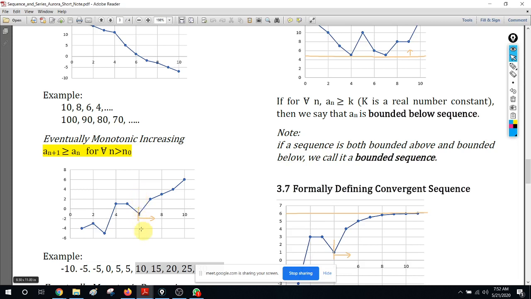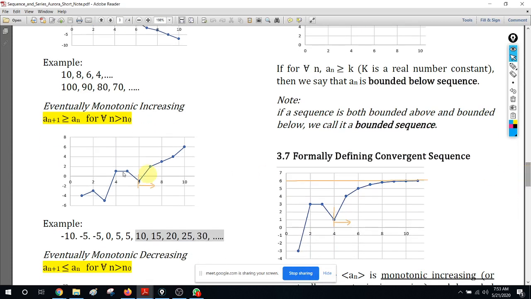So this is, after the 8th term, monotonic increasing. Therefore, this is not monotonic increasing, but eventually monotonic increasing. Of course, we can have a variation of this called eventually strictly monotonic increasing. That means the possibility of equal marks is also not there, right? But I have not mentioned it because it's getting longer. So, I will write it like this.